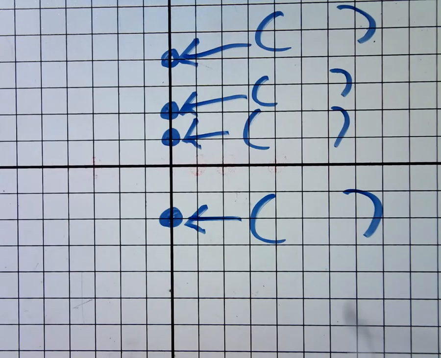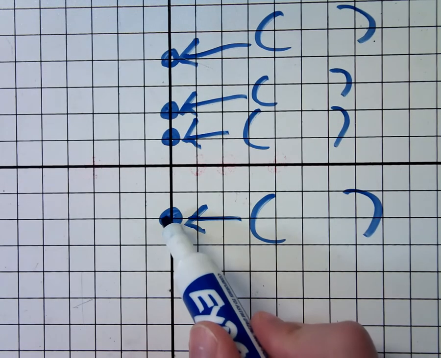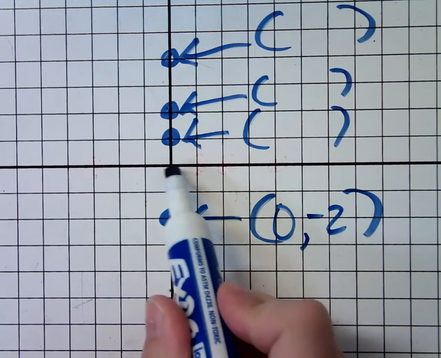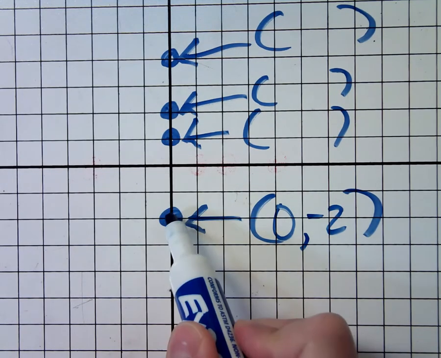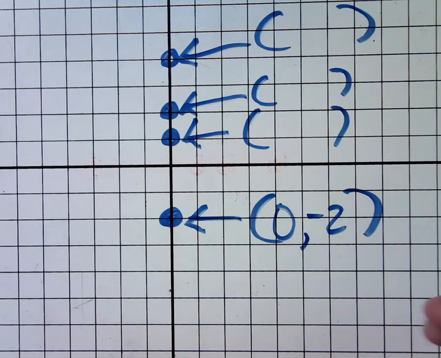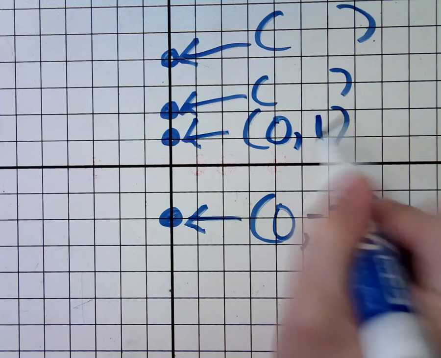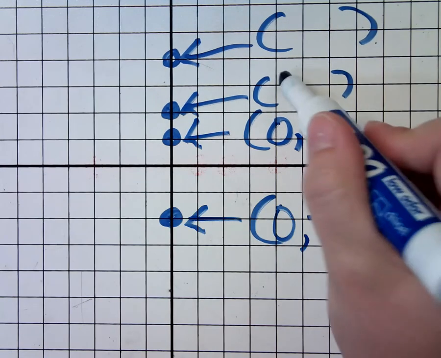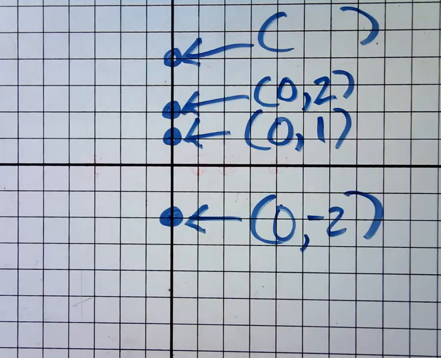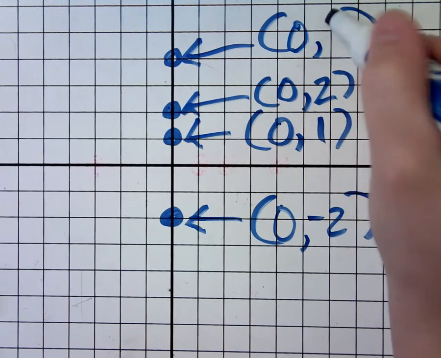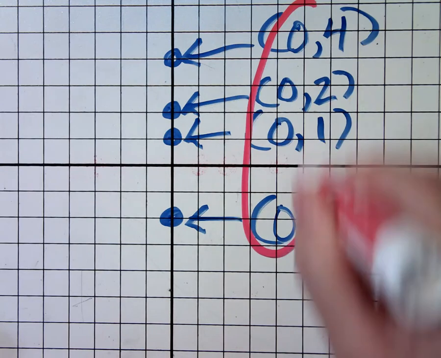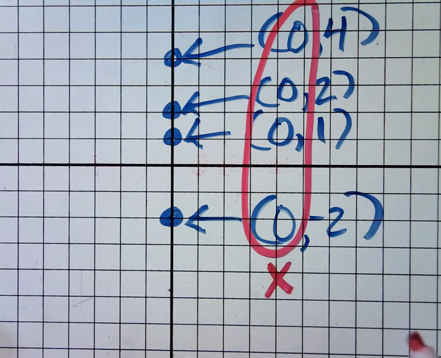Okay, let's start down here. Can you tell me what the ordered pair is for this? 0, -2. We don't go right or left. That's why the x-coordinate is 0. We just go down 2. How about the ordered pair for this one? 0, 1. We don't go right, we don't go left, we just go up 1. How about this guy? 0, 2. And how about that one? 0, 4. What do you notice about all these points? What do all these points have in common? They all have an x value of 0.